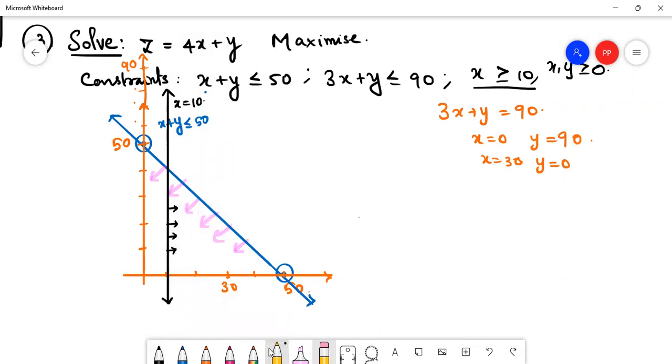Now, the third line is, when x is equal to 0, y is equal to 90. When x is 30, y is 0.